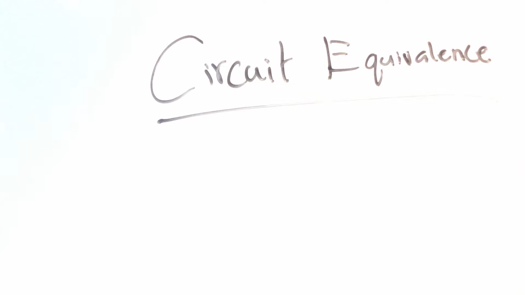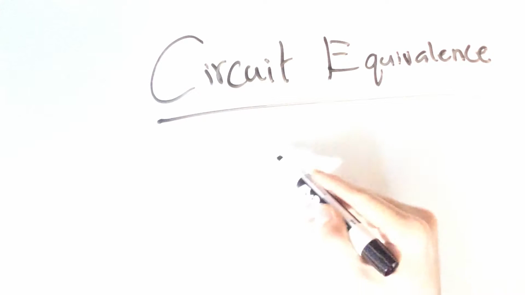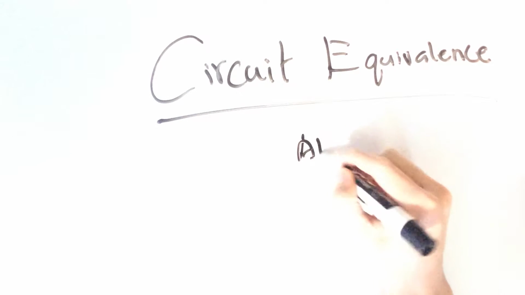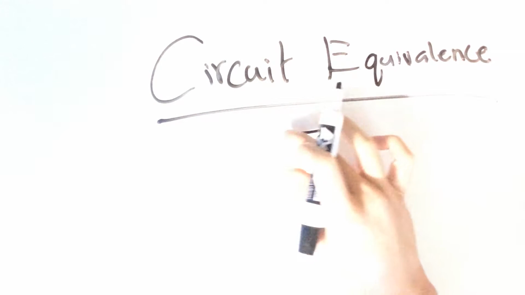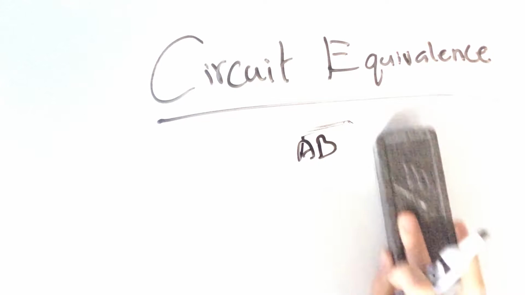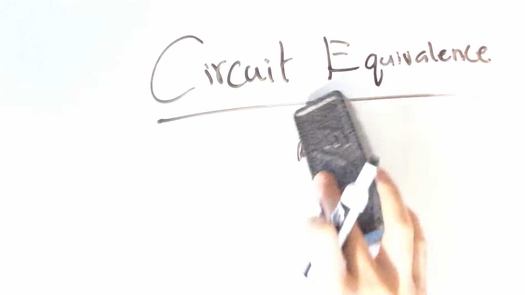Now today I'm going to be talking about circuit equivalence. What this basically means is I'm getting the same desired output. For instance, if we wanted the value A and B, or A, B not, how could we go about getting this value using the circuits we already know?